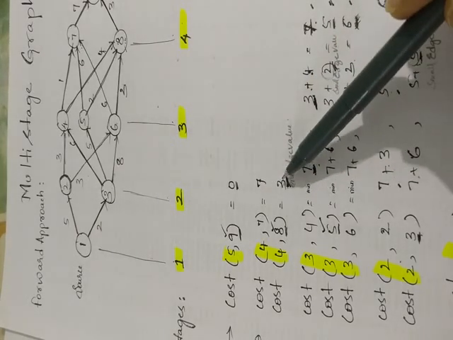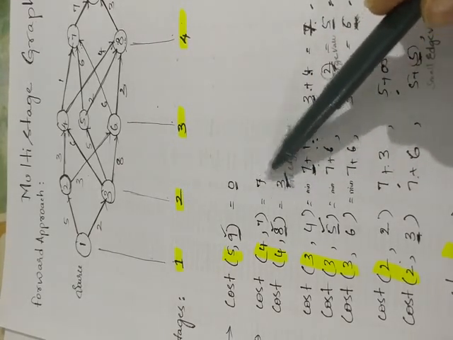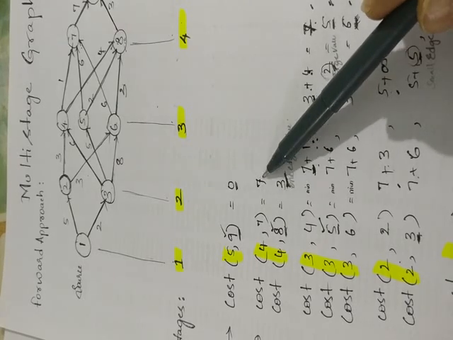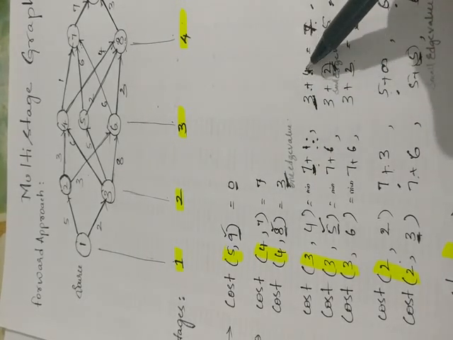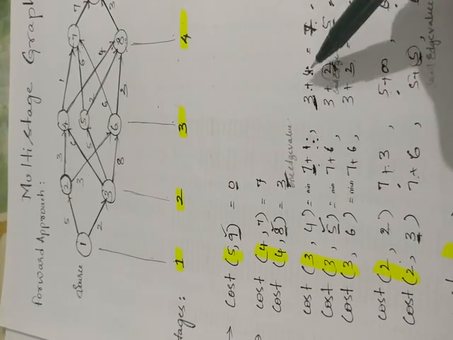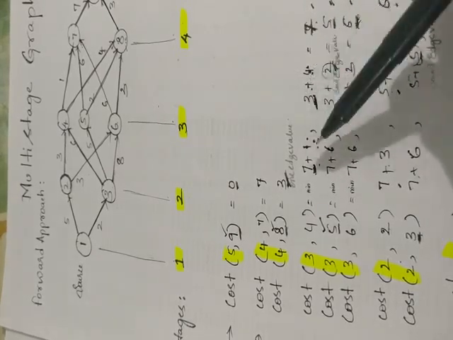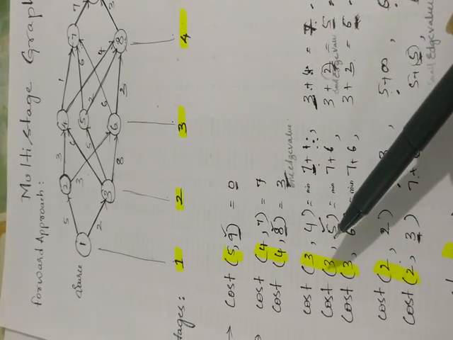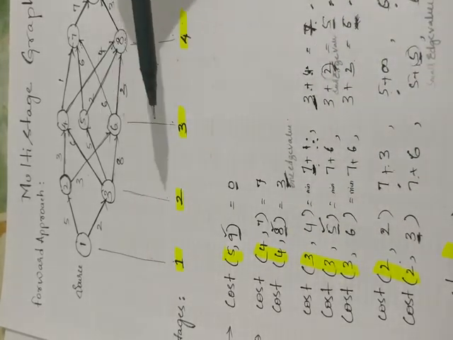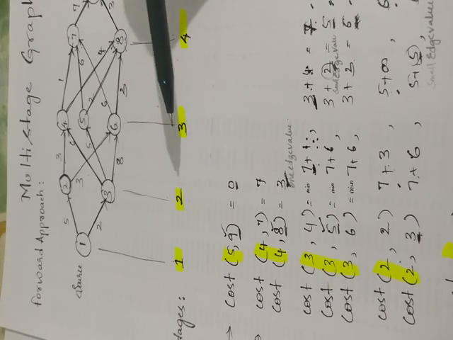Which is the smallest? 3 is the smallest. But in case I am using 7 here and I am getting a smaller one and there is a larger value here, I am cross checking it by adding the values once again. So we have got 7. Next, in stage 3, from vertex 5.